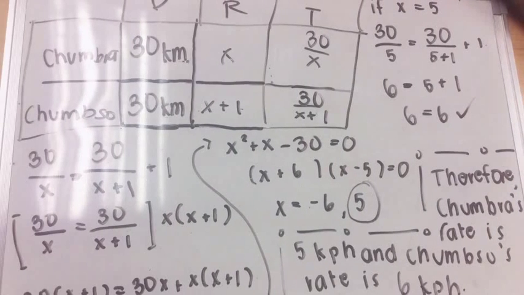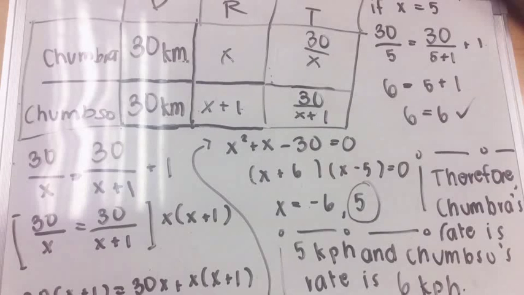Now we represent Chumbra and Chumzo's rate into different variables. Chumbra's rate is x, and Chumzo's rate is x plus 1, as he traveled 1 km per hour faster than Chumbra. Now we put this into a table just like the age problem before. We put the columns of distance, rate, and time, respectively.